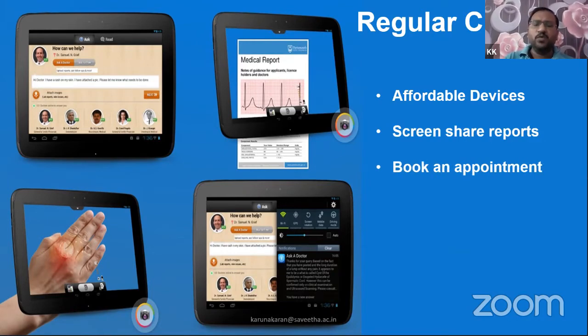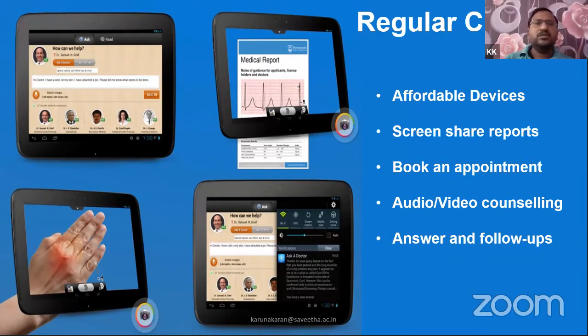So you can share your reports. You can book an appointment and have a video and audio counseling. So you need not go in person. Okay, and those doctors or their clinics will have your answers for your problems, and they will have follow-ups. Okay, so this is going to be a regular checkup hereafter. You need not go to hospital for any kind of issues, unless you have to be diagnosed.